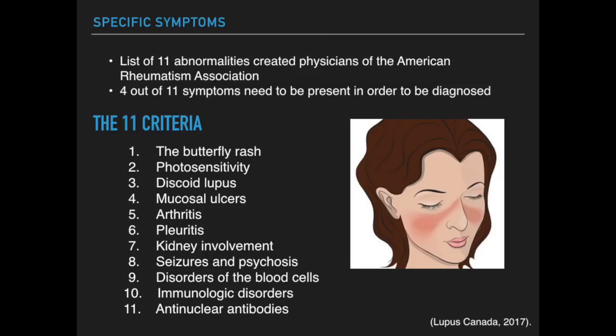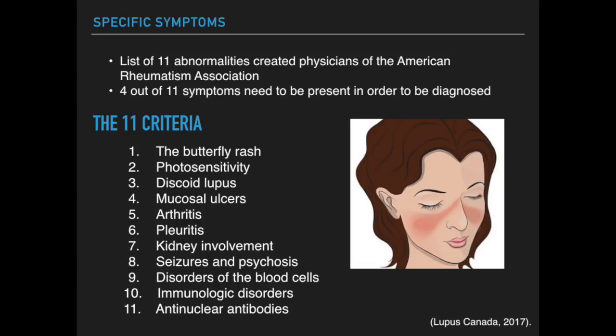Specific symptoms to lupus involve many other organs of the body, and to distinguish the difference between lupus and other diseases, a list of 11 abnormalities have been created by the physicians of the American Rheumatism Association, and to make the diagnosis of SLE, at least 4 out of the 11 abnormalities need to be present. The 11 criteria is as follows. Number 1, the butterfly rash, which is the red rash that occurs over the cheeks and the bridge of the nose.